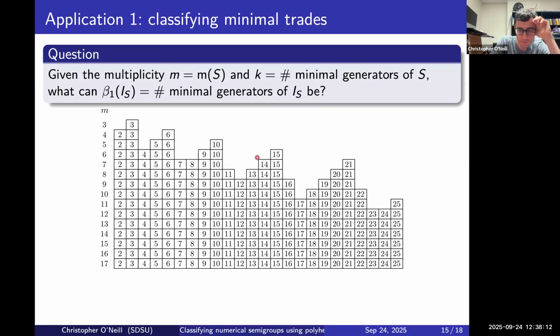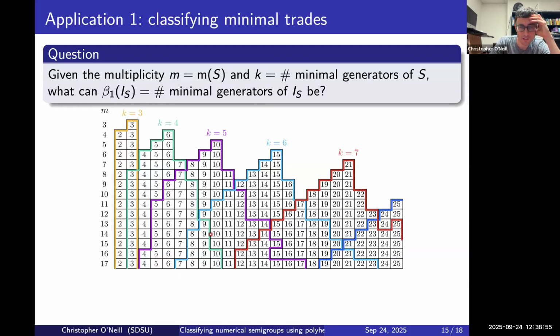If over the top of this, we overlay information about k, let's say m is 11, and we have exactly 5 minimal generators, then it is possible for the number of toric generators to be anywhere between 5 and 12. So it restricts you to that interval. If we move up a little bit, let's say m is 13, and we have 7 minimal generators, now we get something that looks a little bit different: we can have anywhere between 15 and 23 toric generators, or exactly 25 toric generators, but we cannot have exactly 24.